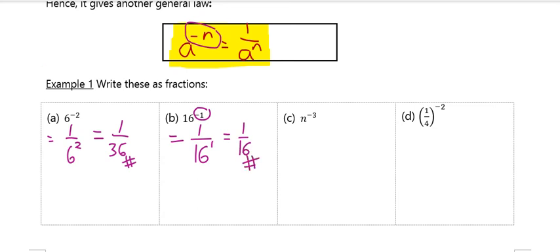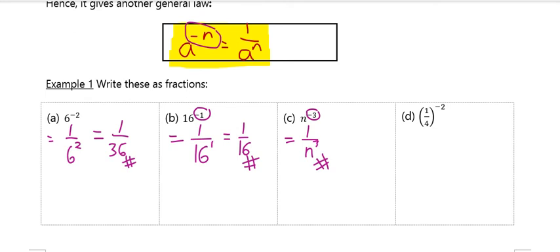For part C, you can see here n has the power of negative 3. No matter what the expression is, just make n into 1 over n, and don't forget that the 3, you bring this together with the expression, n cubed.